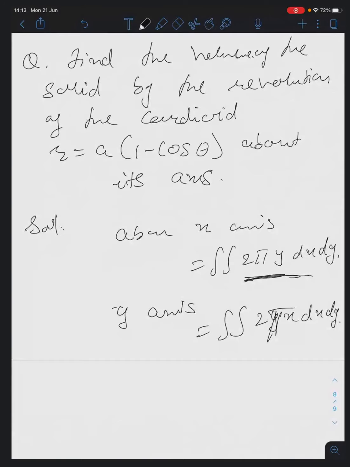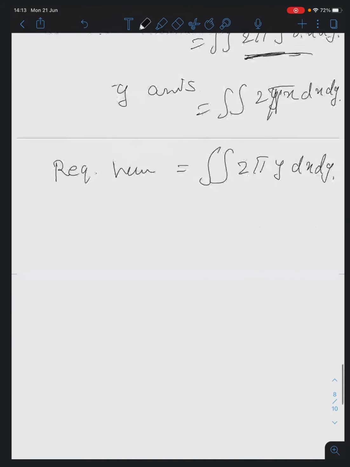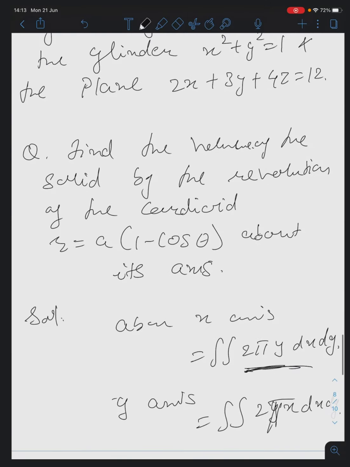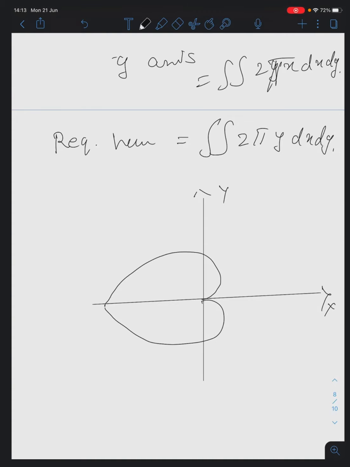So for the second question, you can use that one. The required volume can be written as 2 pi y dx dy. Why have I written 2 pi y? Because of revolution. What curve is given? r is equal to a into 1 minus cos theta. So how does it look? Cos term is there, therefore the maximum portion will be on the x-axis, but 1 minus is also there, so it will be on the negative x-axis. This is the graph.